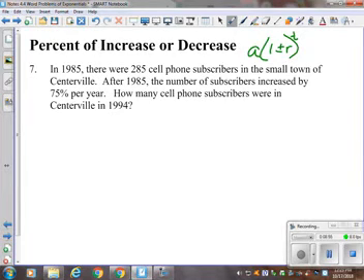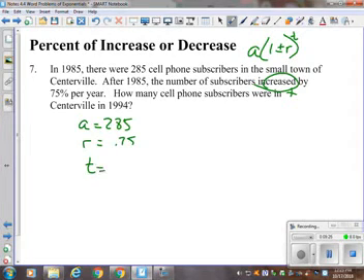How many? So in 1985, there were 285 cell phone subscribers in a small town of Centerville. That sounds like how many I started with. A. Little a always stands for the original amount. After 1985, the number of subscribers increased by 75%. What's r? 0.75. And we're going to need increase, so that's going to tell me I want plus, right? And then, how much time has transpired? How many cell phones will there be in 1994? So what's T?